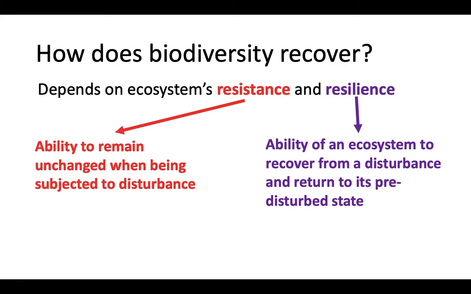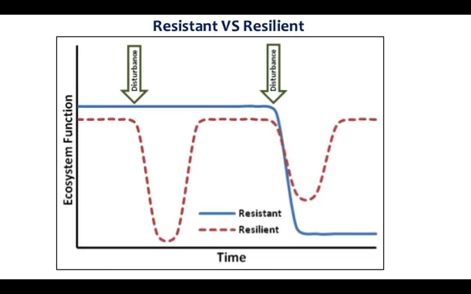Okay, now I want to start thinking a little bit about how biodiversity recovers after a natural disruption. And that's going to depend on two factors. The resistance, which is how is an ecosystem able to remain unchanged when a disturbance comes along, and the resilience. How quickly is an ecosystem able to bounce back and return to how it was beforehand. Here's a nice little graphic to understand the difference between the two. A resistant ecosystem resists change from disturbances. A resilient ecosystem changes when a disturbance comes along, but it can bounce back. Ideally, you want an ecosystem to be both.